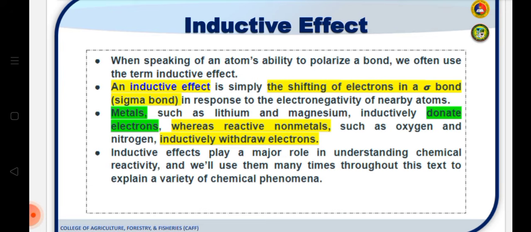So an inductive effect is simply the shifting of electrons in a sigma bond in response to the electronegativity of nearby atoms. So in simple terms, the pulling or pushing of electrons along a chain of atoms due to electronegativity difference. So this is why some groups make molecules more reactive. Tungod sa inductive effect, some molecules are more reactive. It's because of the pulling or pushing of electrons along a chain of atoms due to electronegativity differences. Okay, and inductive effect plays a major role in understanding chemical reactivity. So, mao ni ang rason nga reactive kaayo ang ubang molecules.